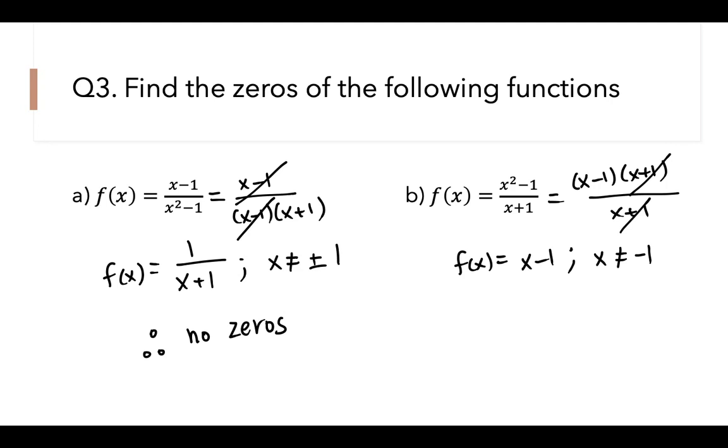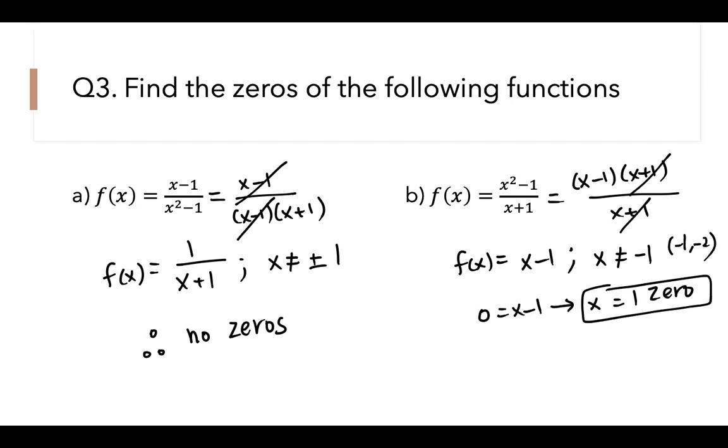And the zero: I'm going to let the numerator equal 0. So 0 equals x minus 1, which means x is equal to 1. This is my zero. And there is a hole at negative 1. If I want to be specific, I can plug negative 1 into the equation, which is negative 1 minus 1, negative 2. So that is where I have a hole.